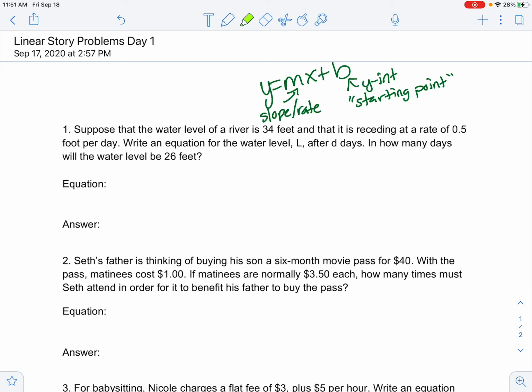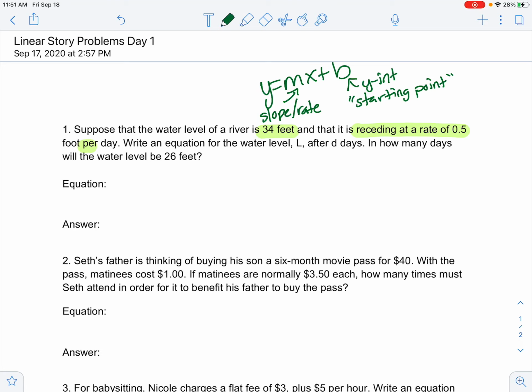So let's go through this first one. The first thing I'm going to do is highlight any numbers that I have, and then we're going to figure out where they go in the equation. So suppose that a water level of a river is 34 feet, that it's receding at a rate of 0.5 feet per day. Write an equation for the water level L after D days. In how many days will the water level be 26 feet? So I'm not going to worry about that last line yet. We're going to get our equation first.